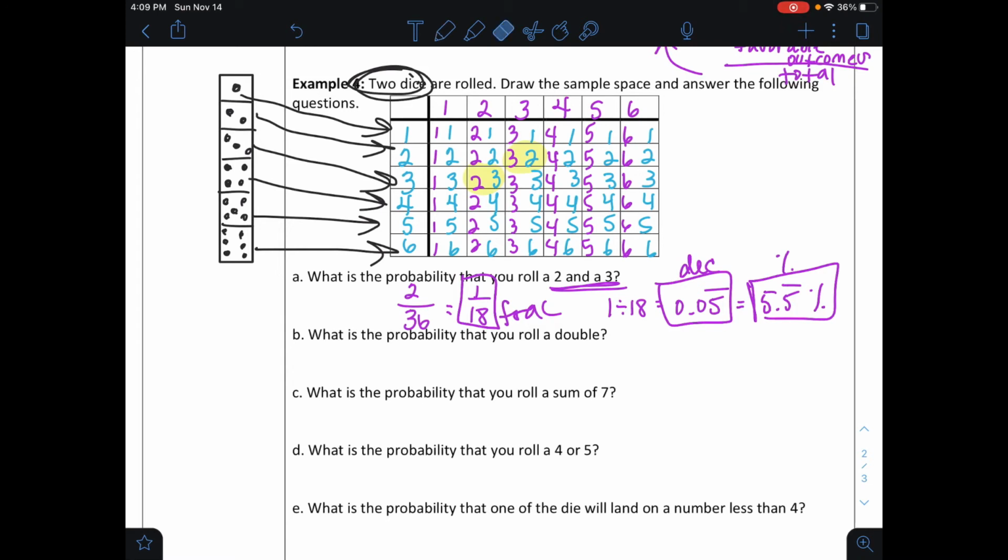All right, what's the probability that you roll a double? So let's go ahead and take a look. It's in a book. Reading Rainbow. All right, double. So we got a double here, double here, double here, double, double, double. 6 doubles. 6 possible doubles out of 36 possible outcomes. And then if we simplify that, that's just 1/6, okay?